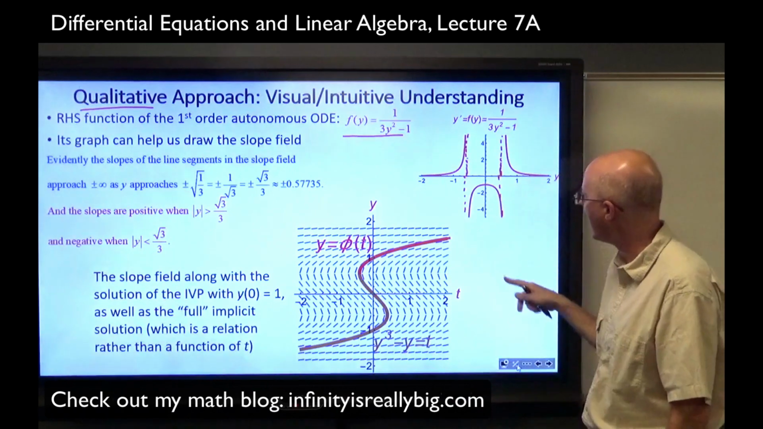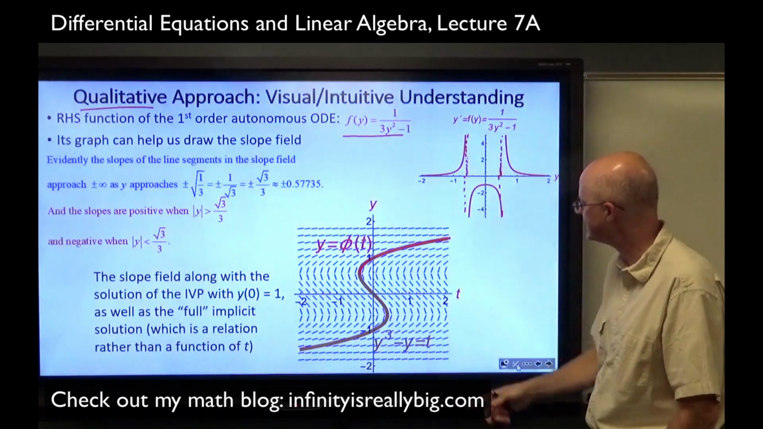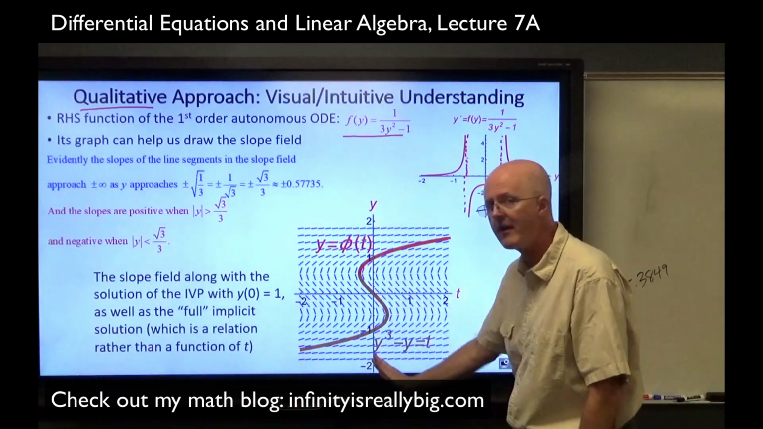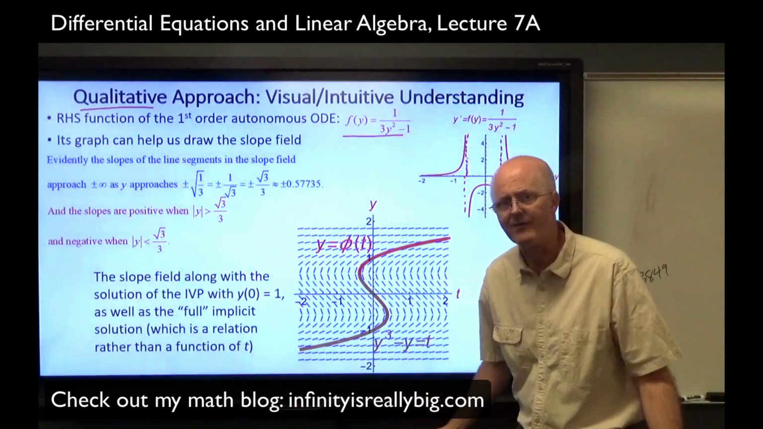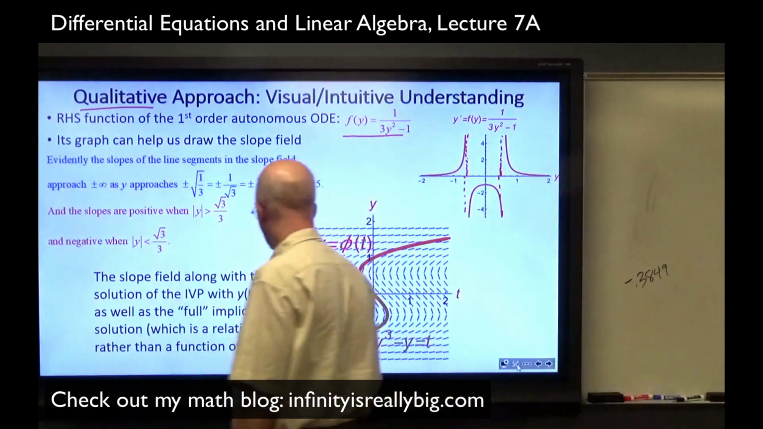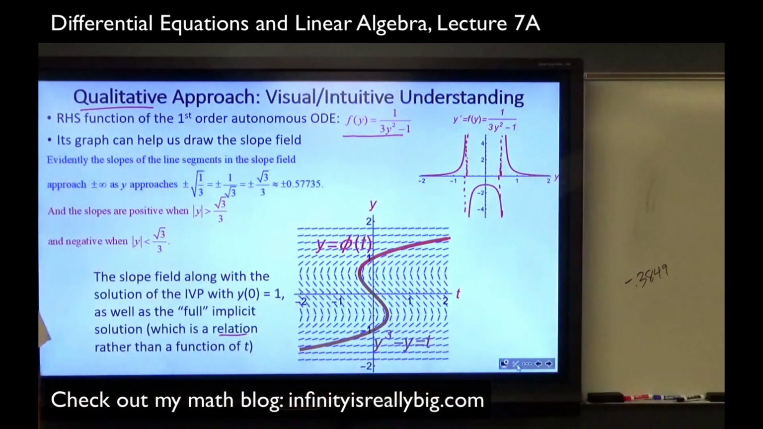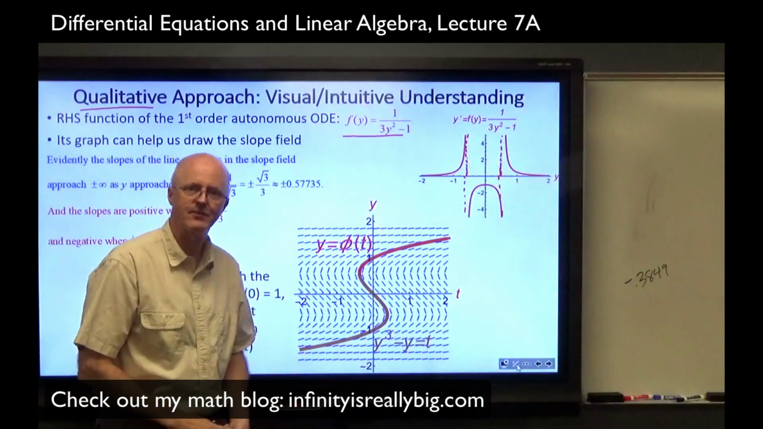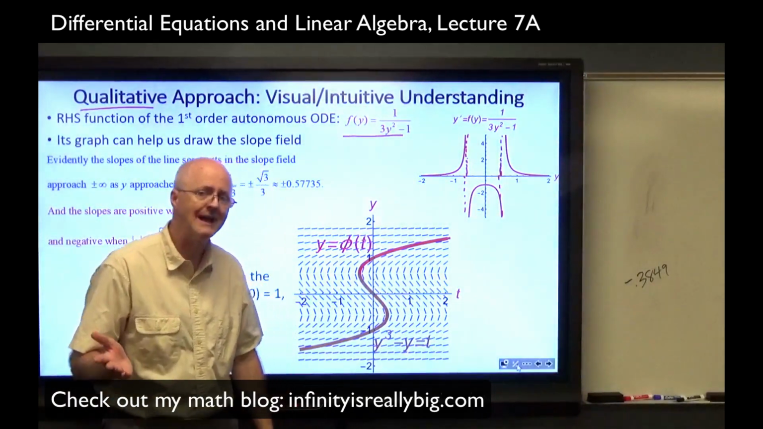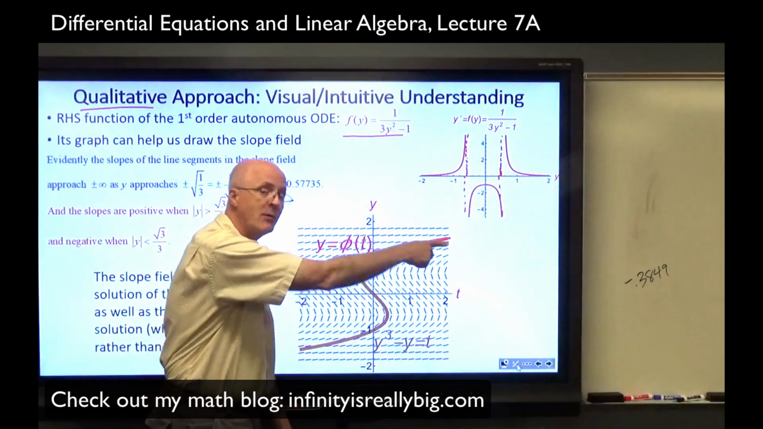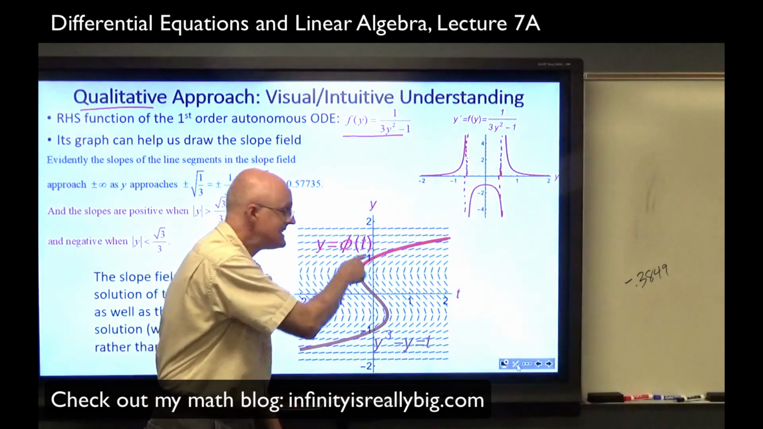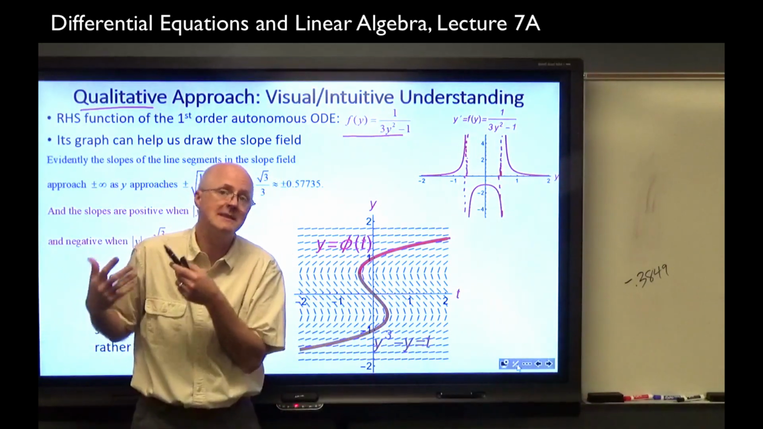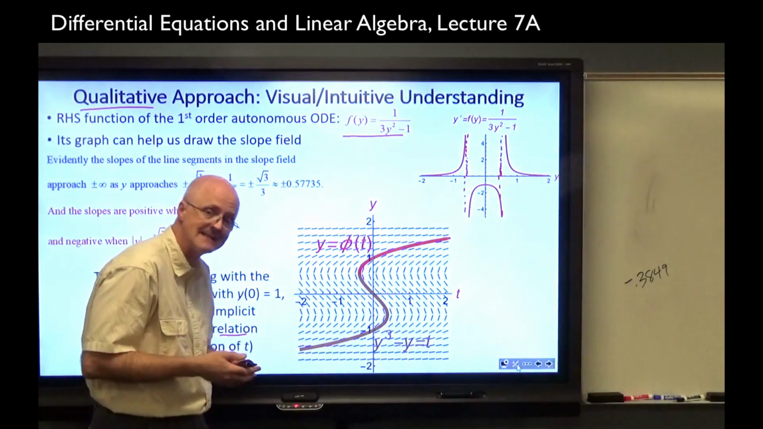The brown graph is the full implicit solution. It fails the vertical line test. There are vertical lines like right there that go through it more than once. It's not the graph of a function. It's the graph of a relation. Graphs of functions of t have to pass the vertical line test. No vertical line goes through them more than once. And that does happen with the red graph, which is our phi function. It is our solution that the implicit function theorem was guaranteed to exist.